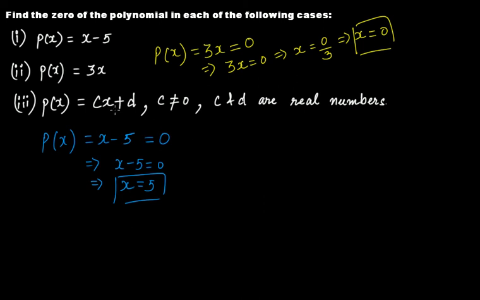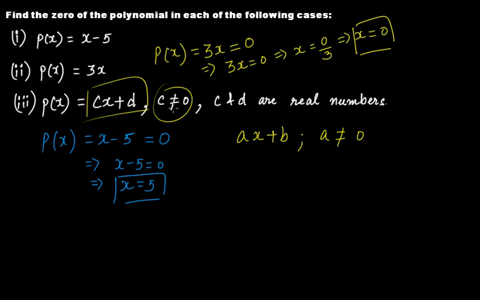p(x) = cx plus d. c cannot be equal to 0. c and d are real numbers. Of course, c and d can be any real numbers, and c cannot be equal to 0 because it's a linear polynomial. We have learned that a linear polynomial is given in the form of ax plus b, where a cannot be equal to 0. Same thing is here. c cannot be equal to 0. It means that it's a linear polynomial. Real numbers include rational numbers, irrational numbers, integers, natural numbers and all. So c and d can be any real number.